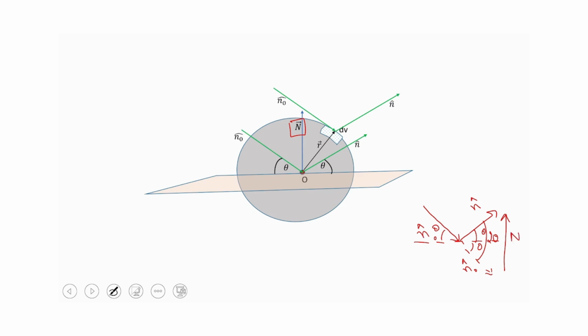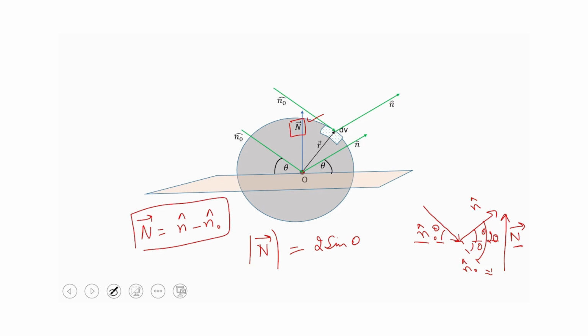Now if I join the tip of n naught cap with the tip of n cap, I will get a scattering normal vector, which we call the n vector, and this is what I have represented here on my figure. Also, the magnitude of this n vector comes out to be 2 sine theta, where if we write it in the vector form, it is n cap minus n naught cap. This whole derivation is done in the Laue equation.